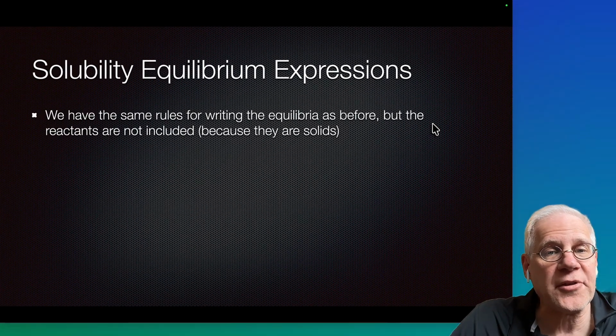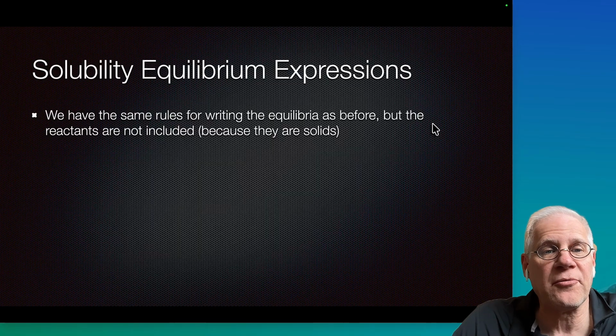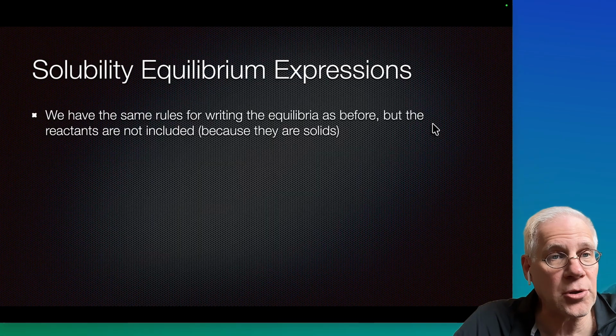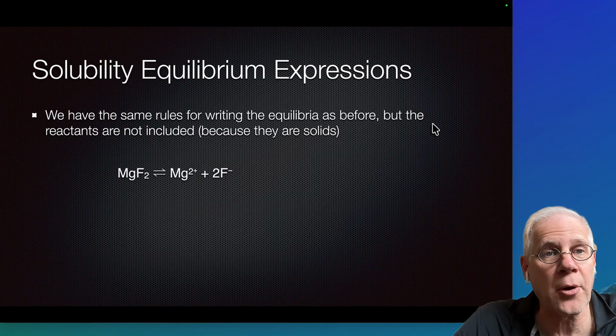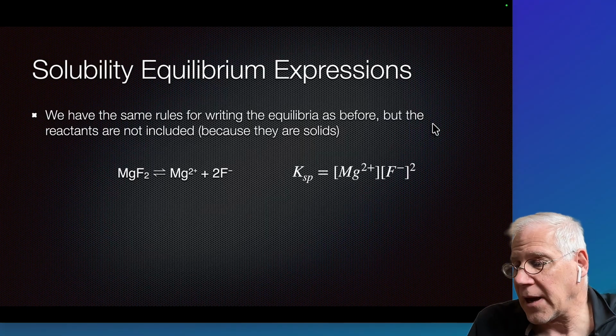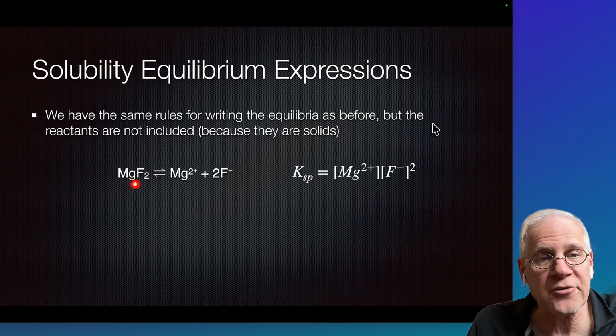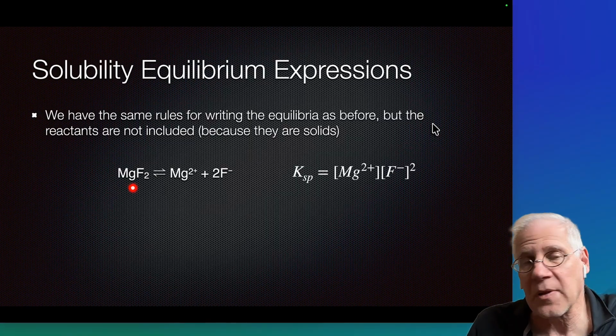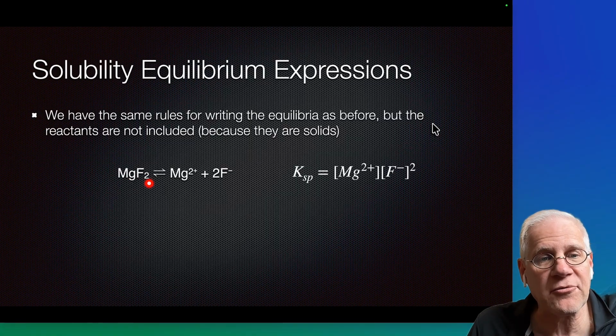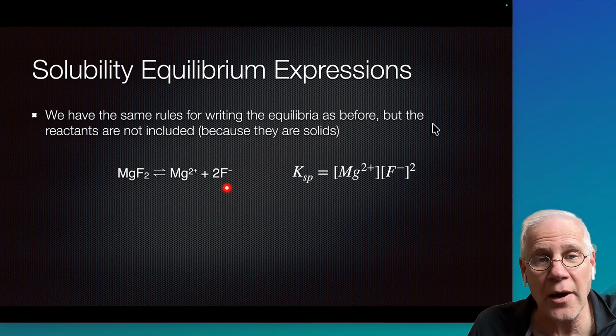So I mentioned before, we have the same rules for writing equilibria as before. Reactants are not included because those are the solids. So we always write our equilibrium reactions for solubility as our solid going to our ionic compounds. So here's something like magnesium fluoride, MgF2. It's going to break up into magnesium ions and fluoride ions, not an F2 ion, but two fluoride ions.